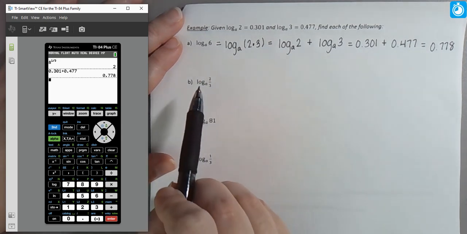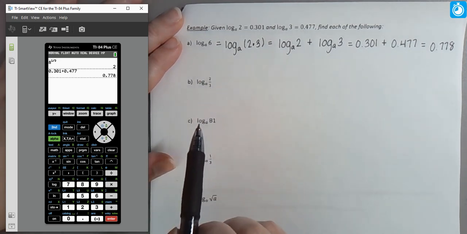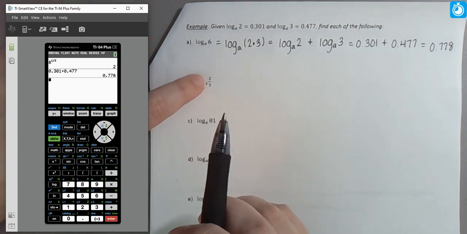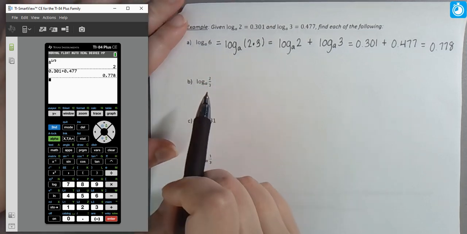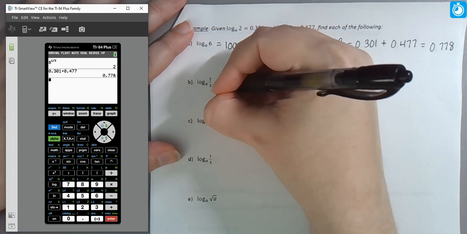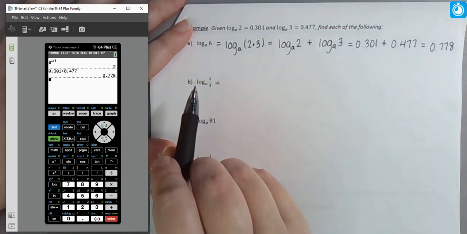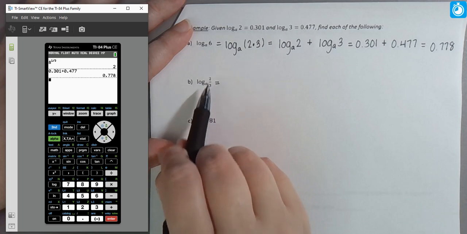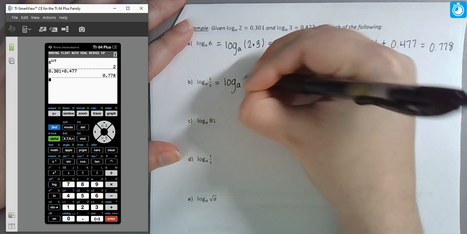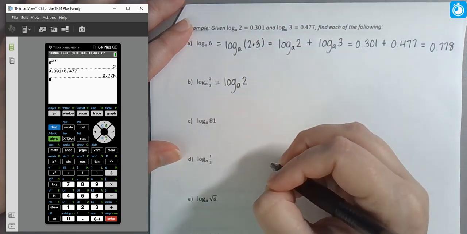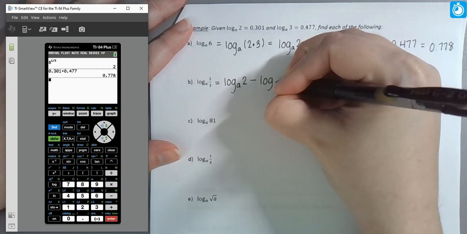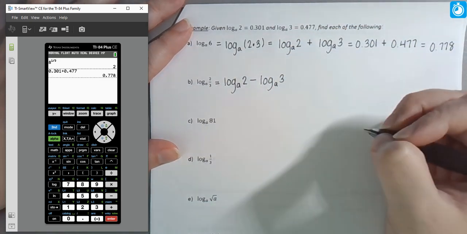Now what about the next one? We have logarithm base a of 2 divided by 3. Well, this one in some ways is easier than the previous one because we already have a quotient inside of our logarithm. 2/3 is the input for this logarithm. So the quotient rule tells us that we can take this logarithm of this quotient and split it up into two separate logarithms that are subtracted. So the logarithm base a of our numerator minus the logarithm base a of our denominator.